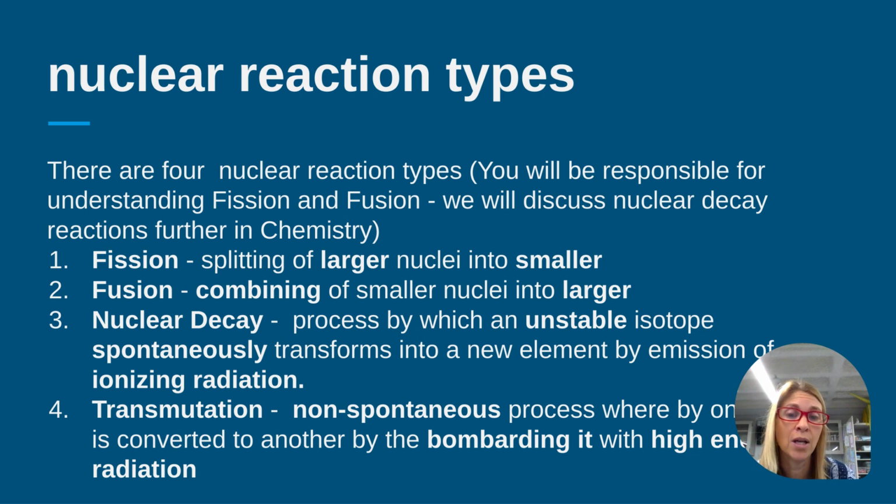Transmutation is a non-spontaneous process. This involves neutron bombardment. So we have to take a neutron and fire it at a stable nucleus, which will cause that nucleus to become unstable and then undergo decay.